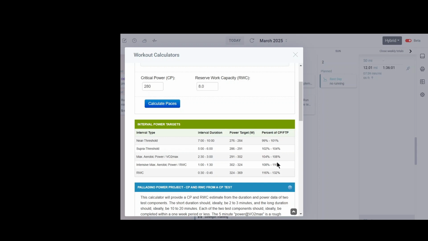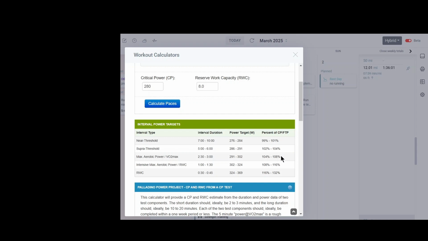104 to 108%. You can see the width as it gets more intense. The width gets a wider target range because it's harder to hit target, hold target. So this is 16% wide. This is 8% wide, 4% wide. This is 2%. This is 2%. All right, so let's just look at this max aerobic power. It's recommending 104 to 108% based on the background work that I did in building this calculator.